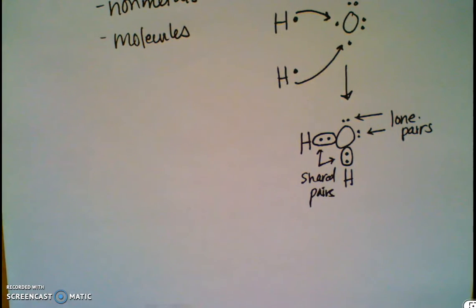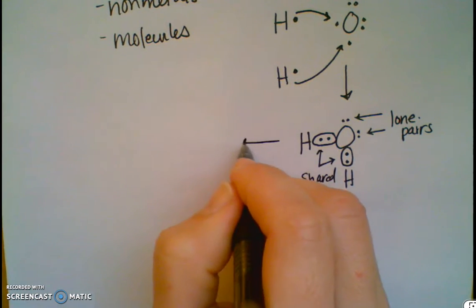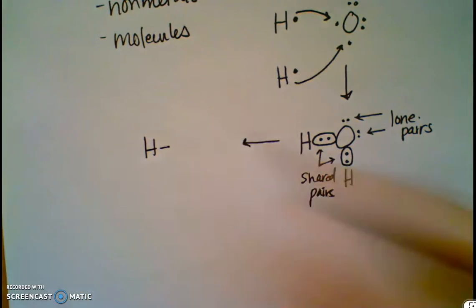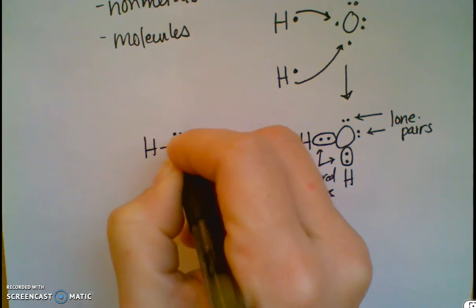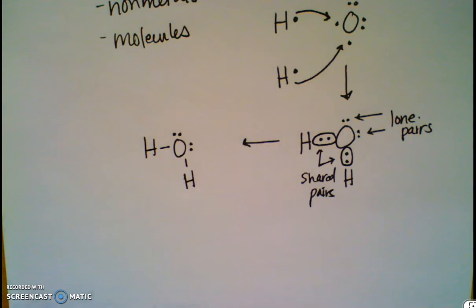And we end up rewriting this like this to say H, and we use a line to denote a shared pair, OH. And then we always draw the electrons that are lone pairs.